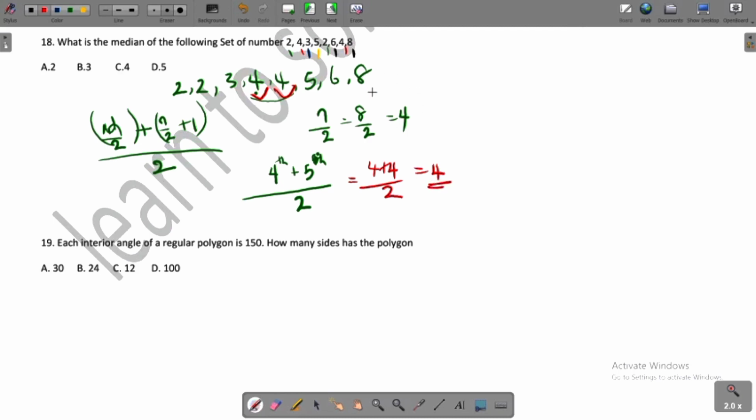But if the number you have here is not an even number, you are obviously not solving it this way. You can easily get it even without using this formula, but this formula will make it more organized for you. So our answer here is C.